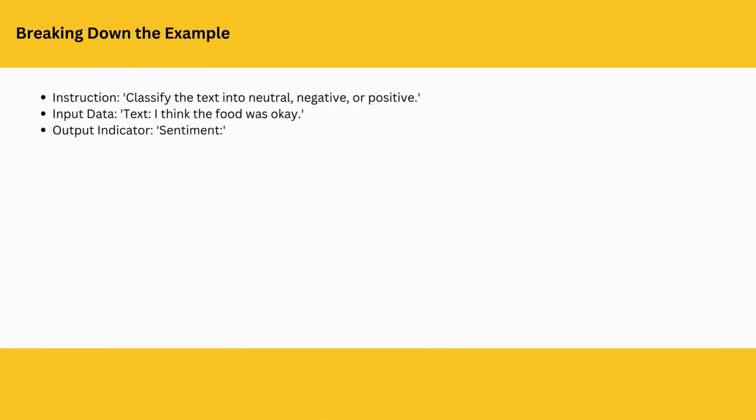Putting it all together, let's see how these components come together in a prompt. In this example, instruction: classify the text into neutral, negative, or positive. Input data: text, I think the food was okay. Output indicator: sentiment. Notice that we didn't explicitly include context here. While it's not always necessary to include all four components, adding context can enhance the prompt by providing more information for the model to understand the task better.